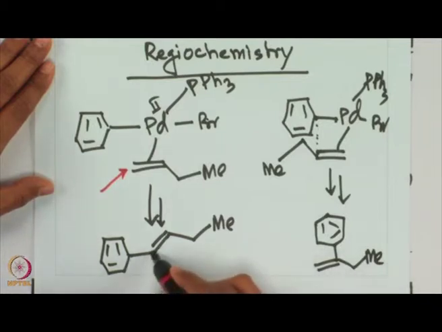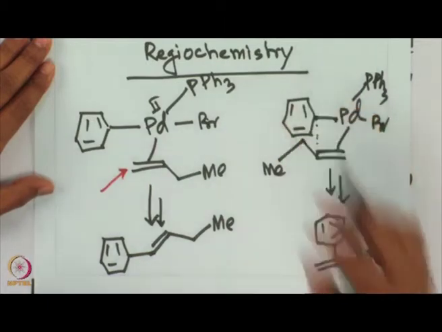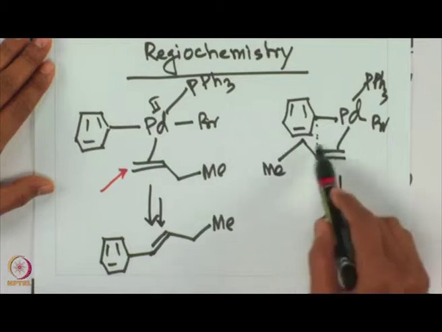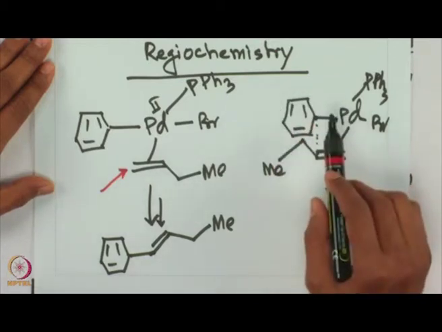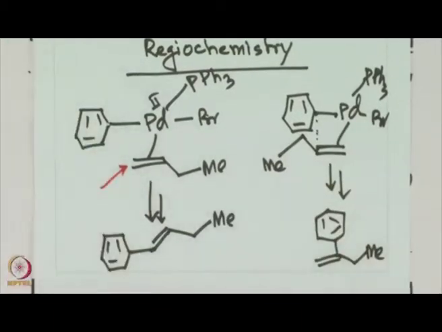So, this is the alpha substituted one and this is the beta substituted one, or whatever way you want to call it. This is not going to happen because there is a steric hindrance between the substituent of the olefin and the aryl ring. Of course, the regiochemistry is controlled by the steric factor. That is very clear, but we have also drawn right now how this steric factor comes into the picture while the carbon-carbon bond formation is happening during the Heck reaction.